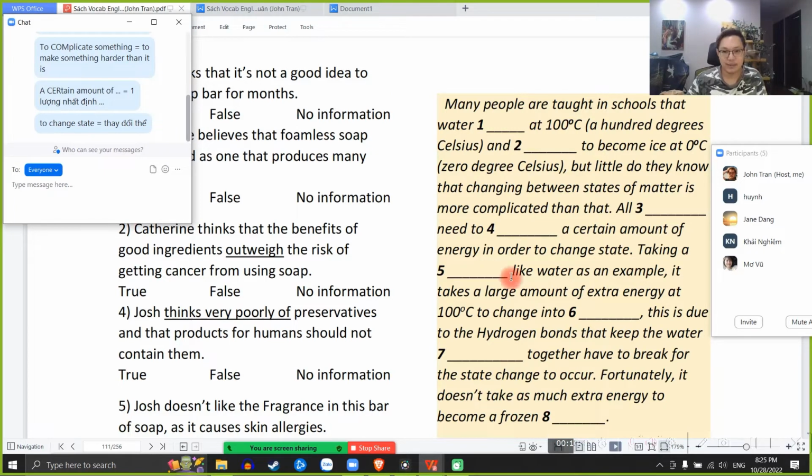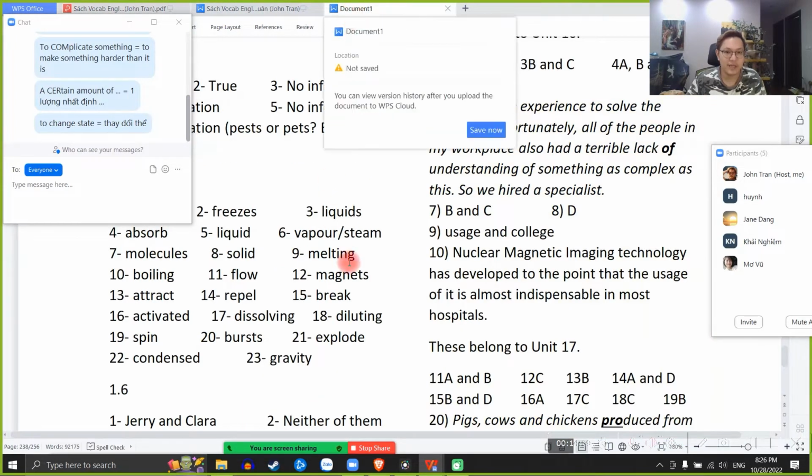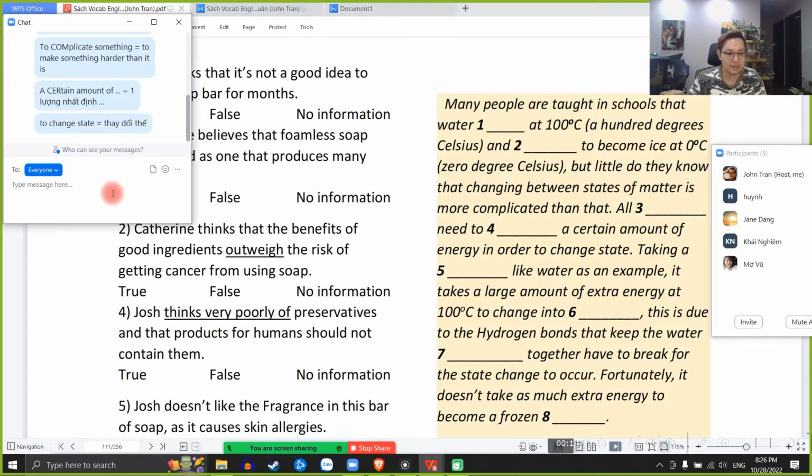Taking a liquid like water as an example, it takes a large amount of extra energy at 100 degrees Celsius to become vapor or steam.